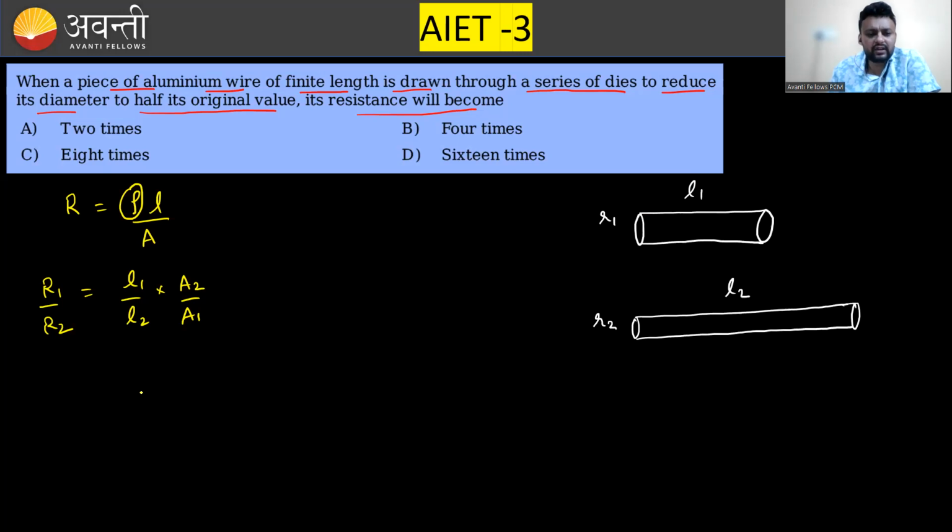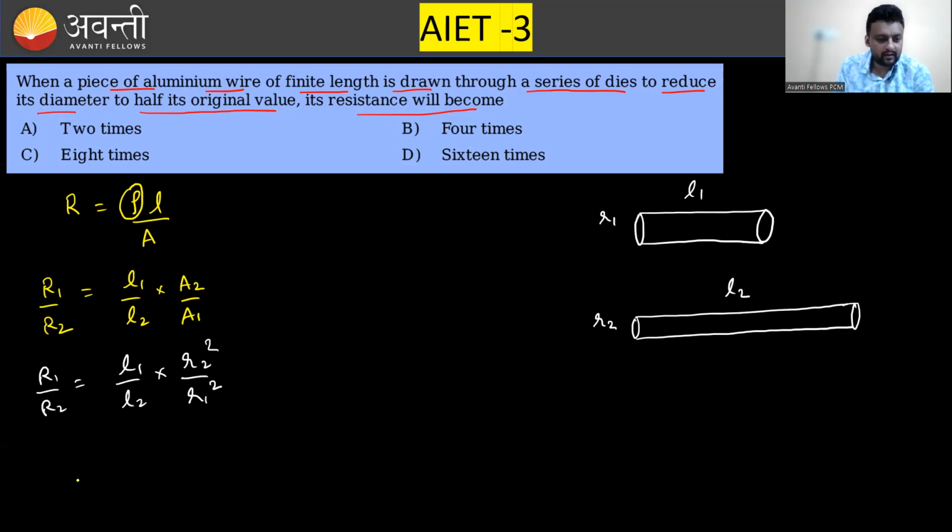Area is the area of cross section, so A2 over A1 is reciprocal. If you simplify it again, R1 over R2 is equal to L1 over L2 into area, which is pi r square. The cross section area is pi r square. So pi and pi can be cancelled. That can be written as R2 square by R1 square. Till now, there is no problem, I hope. Now we need to find a relation between L1 and L2.